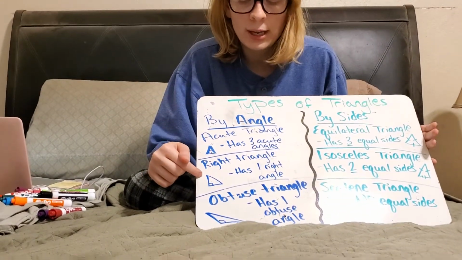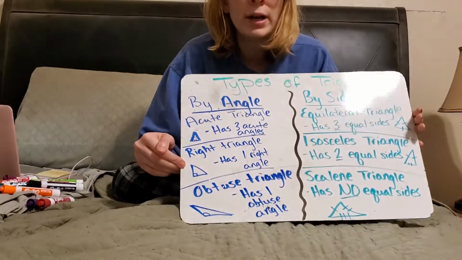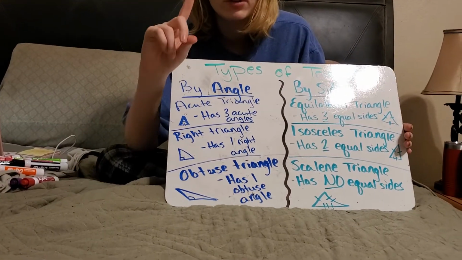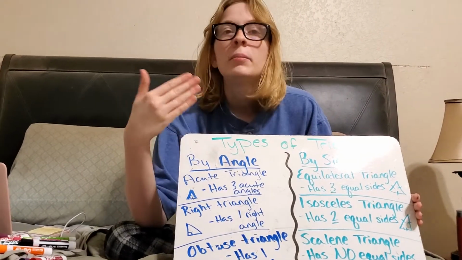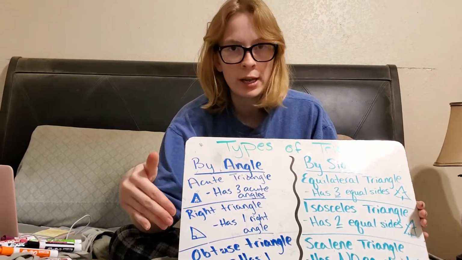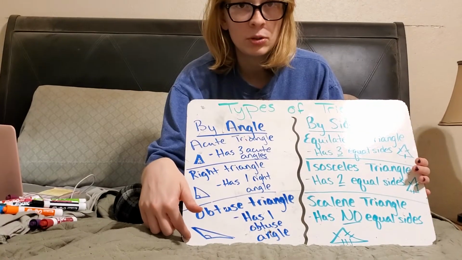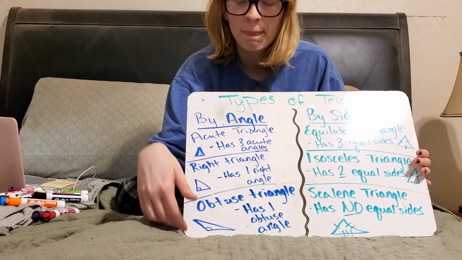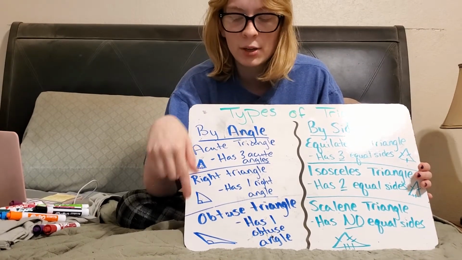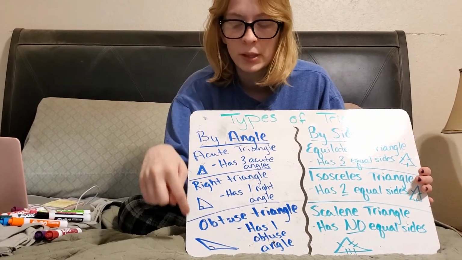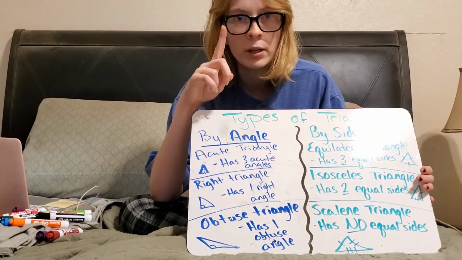Now the right triangle can only have one right angle. It can't have more than that. It doesn't need more than that, because if it has more than that, it's no longer a triangle. Same goes for an obtuse triangle. Acute triangle, 3 acute angles. Right triangle, 1 right angle. Obtuse triangle, 1 obtuse angle.